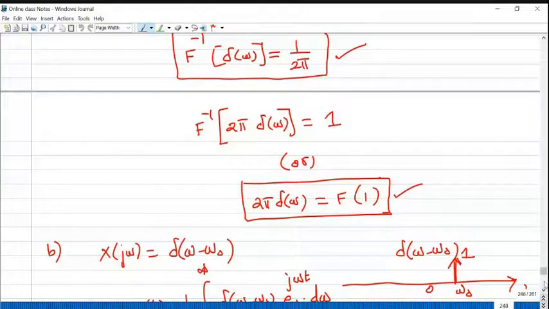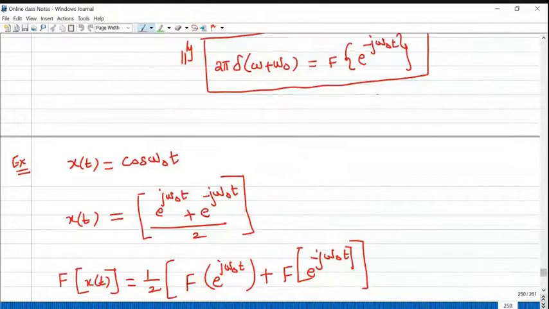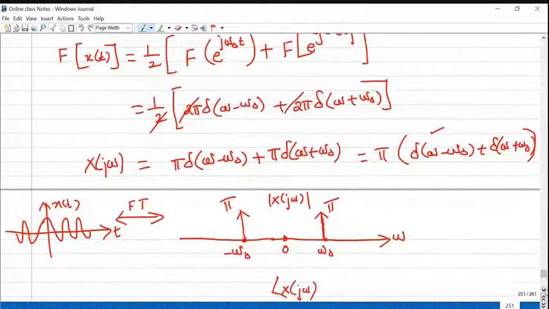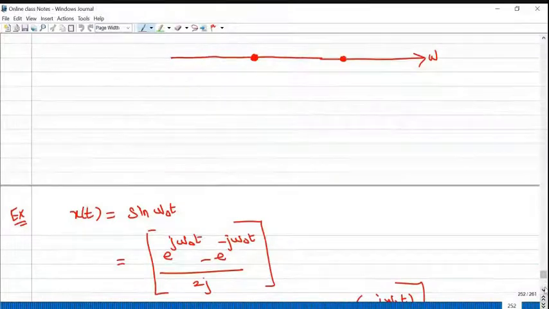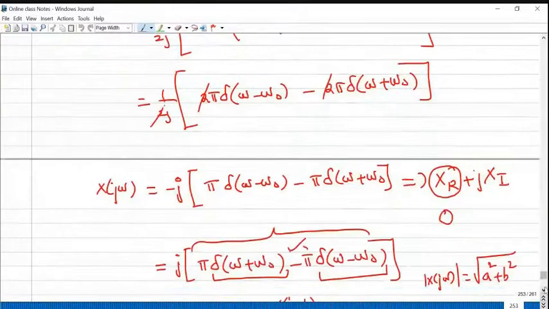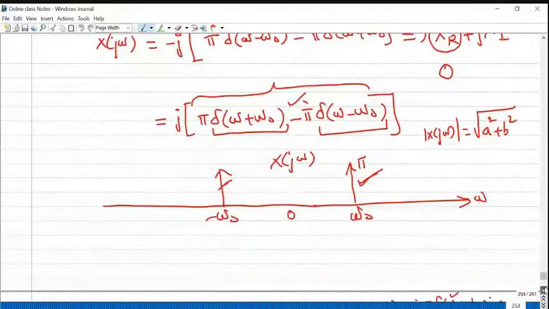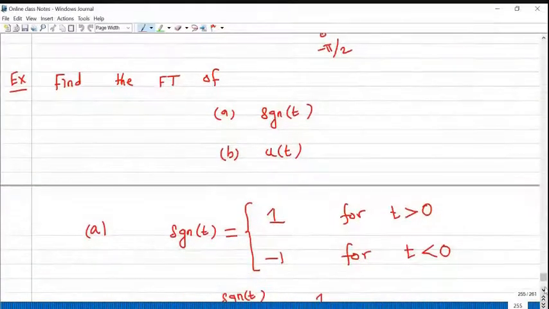What is the result? Fourier transform of e power j omega t. What is the result? Fourier transform of e power minus j omega t, followed by cos omega naught t, and how to draw the magnitude spectrum for cos omega naught t from X of j omega, and how to draw the phase spectrum. Sin omega naught t from the result X of j omega, how to draw magnitude spectrum and how to draw phase spectrum, and some standard signals.